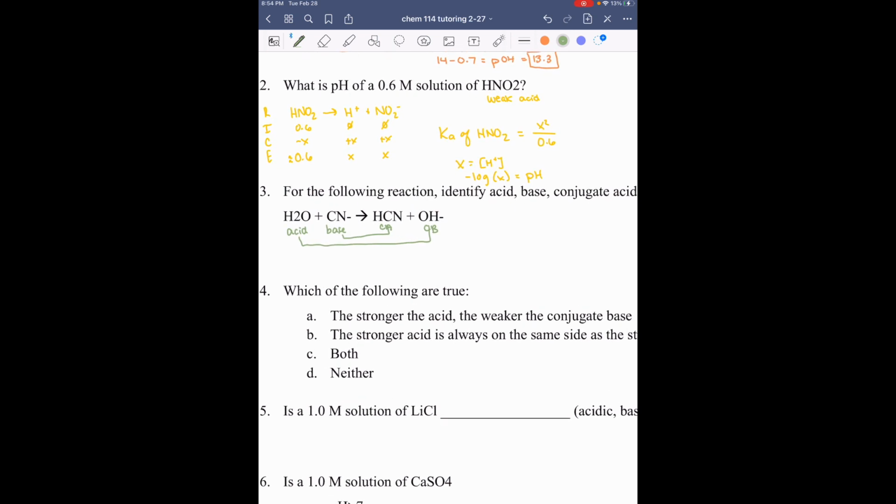Sorry, that looks a little funky. I'll just move it away. There we go. So, yeah.